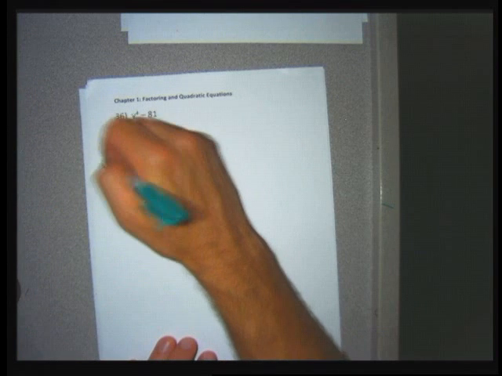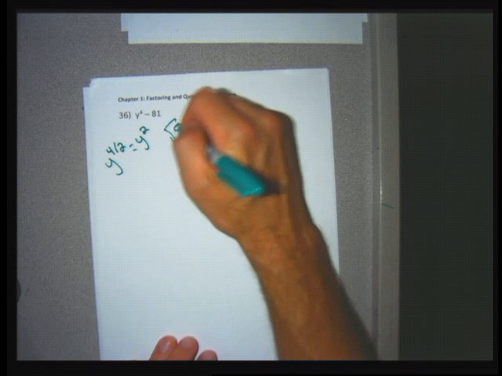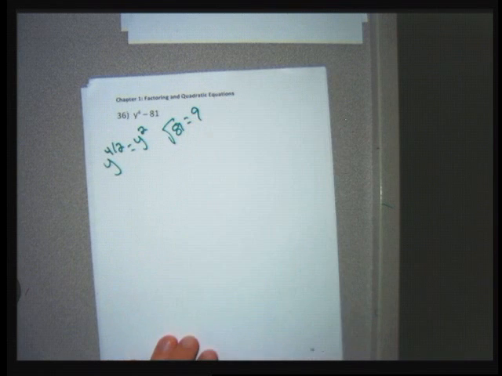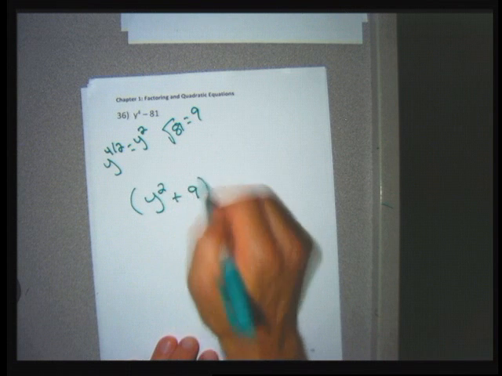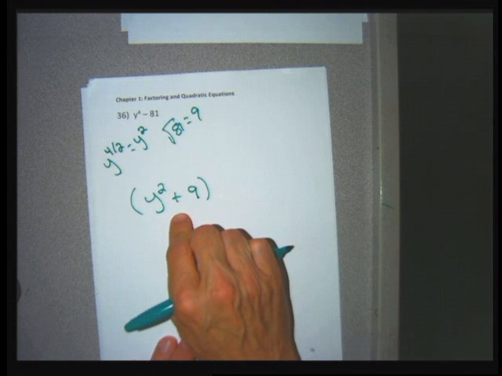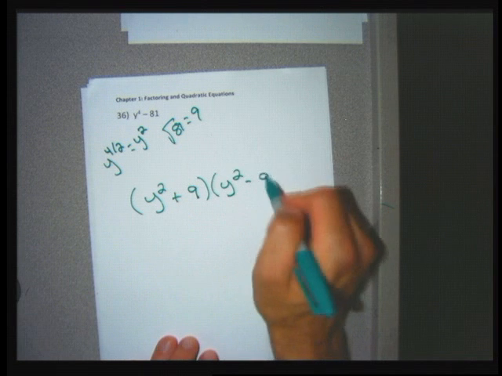36, it's a difference of squares. I'm going to divide the exponent of the y by 2 and get a y squared. I'm going to square root the 81 and get a 9. So this is going to factor into y squared plus 9. That is absolutely guaranteed to be prime because it's a sum of squares. The second parenthesis is y squared minus 9.